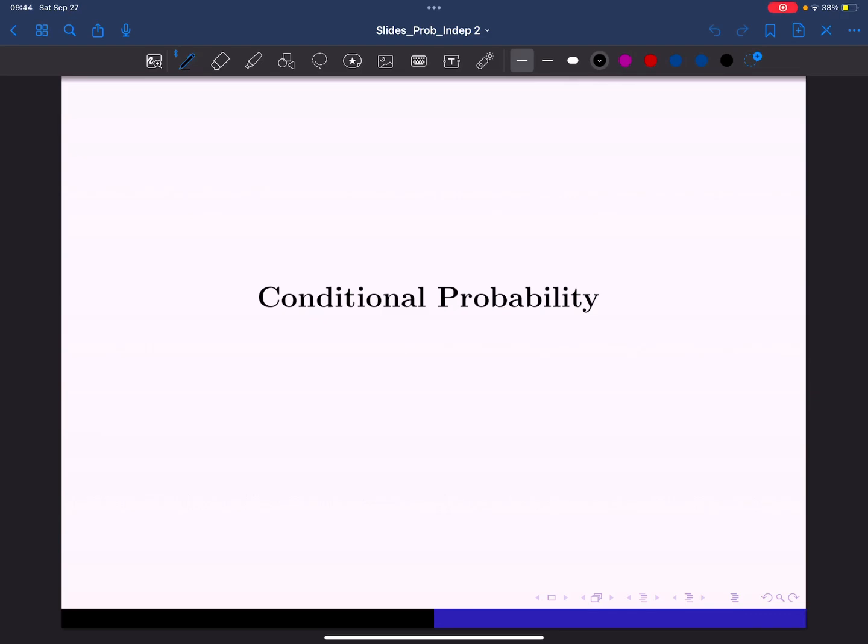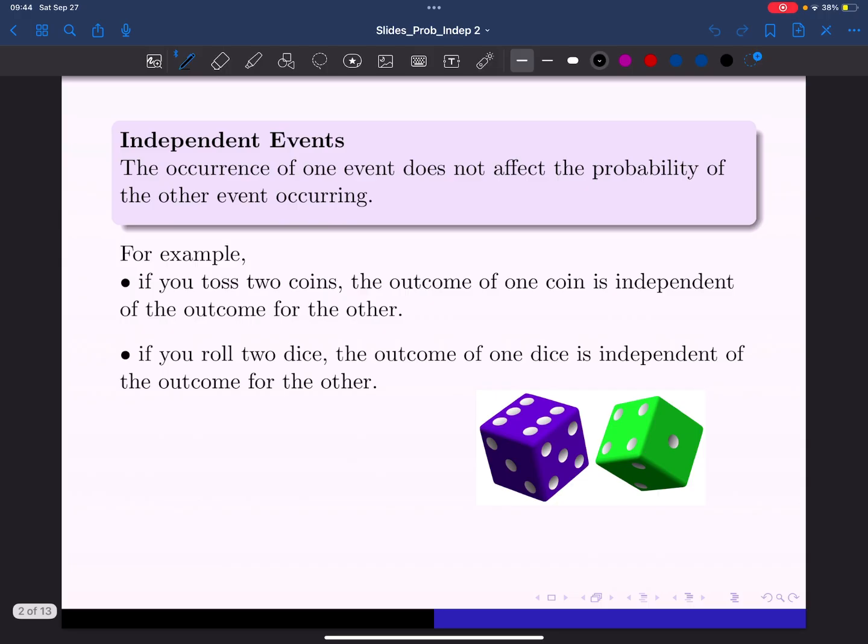Conditional probability. First, let's talk about independent events. Independent events occur when the occurrence of one event does not affect the probability of the other event occurring. So, they are two independent events. One does not depend on the other.